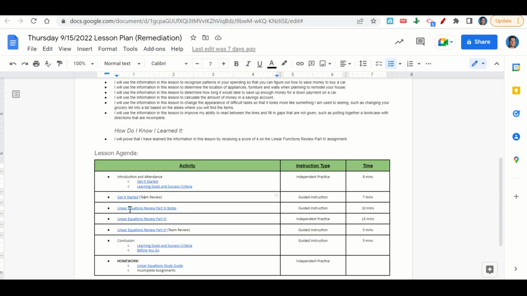After that, we'll go over the Linear Equations Review Part 3 notes, and then I'll give you time to complete the Linear Equations Review Part 3 assignment. Once you've completed the assignment, we'll go over it together and answer any questions that you may have. At the end of class, we'll go back over our learning goals and success criteria while you fill out your Before You Go. Your only homework for tonight is to continue working on the Linear Equation Study Guide and any incomplete assignments that you may have.